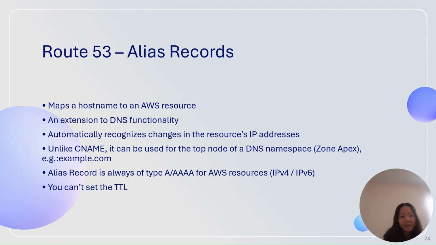Alias records map a host name to an AWS resource. They are an extension to DNS functionality and automatically recognize changes in the resource's IP addresses. Unlike CNAME, it can be used for the top node of a DNS namespace, the zone apex, like example.com. An alias record is a record of type A or AAAA for an AWS resource, IPv4 or IPv6, and you cannot set the TTL.